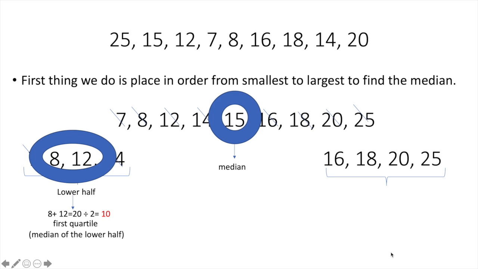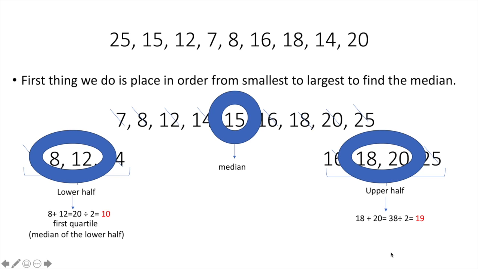Then I do the same thing with the numbers to the right of the median. These numbers are again known as the upper half. To find the third quartile, I find the median of these four numbers. So I cross out 16, then 25, and I'm left with two numbers. To find the median of two numbers, I add them together, then I divide them by 2. 18 plus 20 is 38, divided by 2 is 19. So my third quartile is 19.